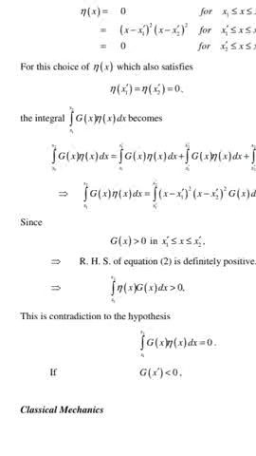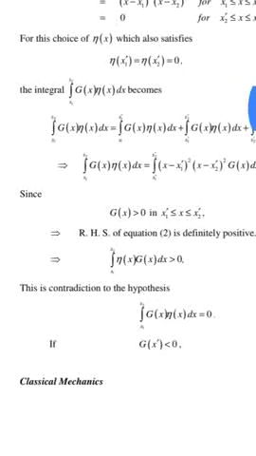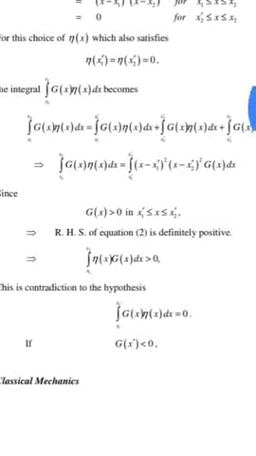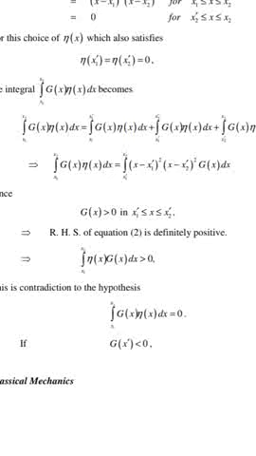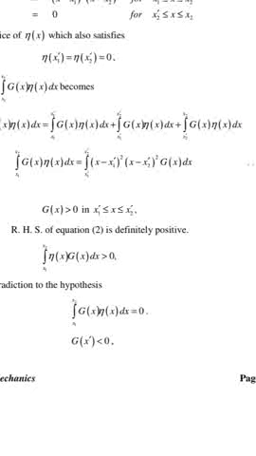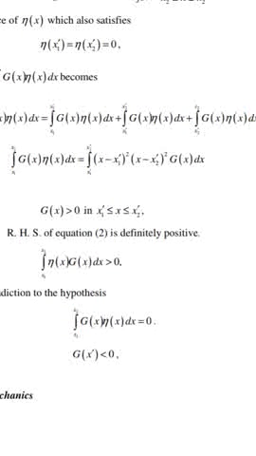The integral from x1 to x2 of g of x eta of x dx becomes the integral from x1 to x1 dash of g of x eta of x dx, plus the integral from x1 dash to x2 dash of g of x eta of x dx, plus the integral from x2 dash to x2 of g of x eta of x dx, and this is equal to the integral from x1 dash to x2 dash of (x minus x1 dash) squared times (x minus x2 dash) squared times g of x dx.